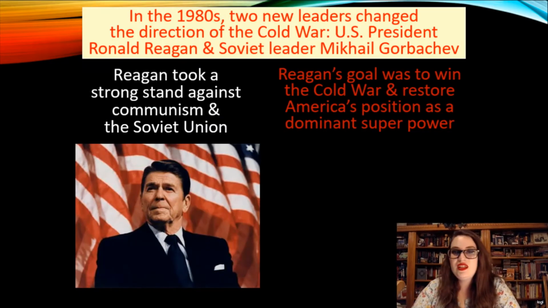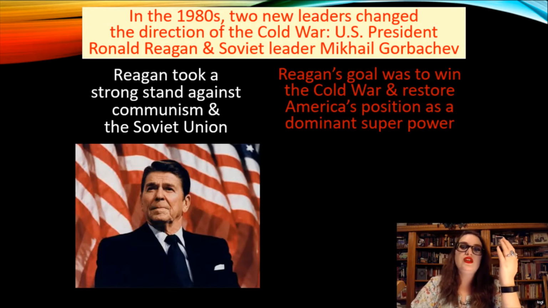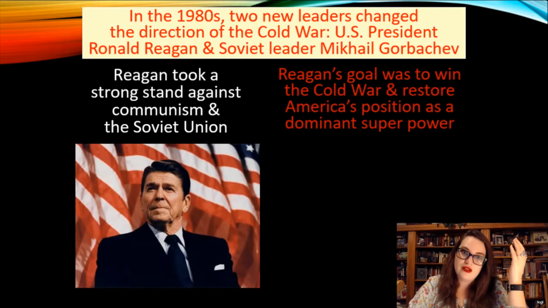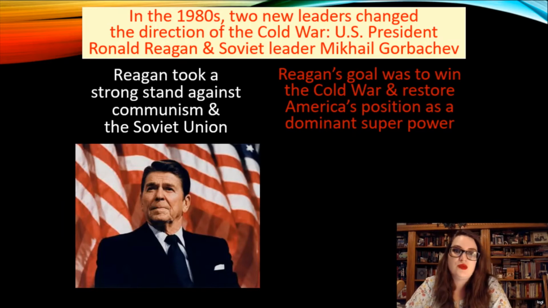In the 80s, two new leaders changed the direction of the Cold War: U.S. President Ronald Reagan and Soviet leader Mikhail Gorbachev. You should know who Gorbachev is. He's a fairly recent Soviet leader for you guys, other than Putin. But, you know, Gorbachev was a big one.